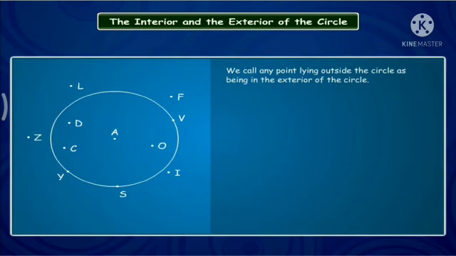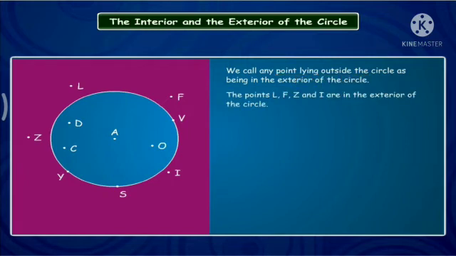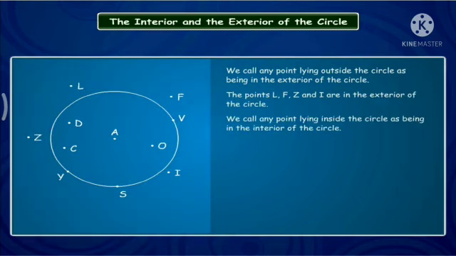Now see, this is the circle given over here, and in this circle your interior and exterior parts have been marked. Now this colored part is known as the exterior of the circle. Clear everyone? Now let's see what are the points on the exterior of your circle, that is L, F, Z and I are on the exterior part of your circle. Clear students, what are the exterior points? Now further we will see the interior part.